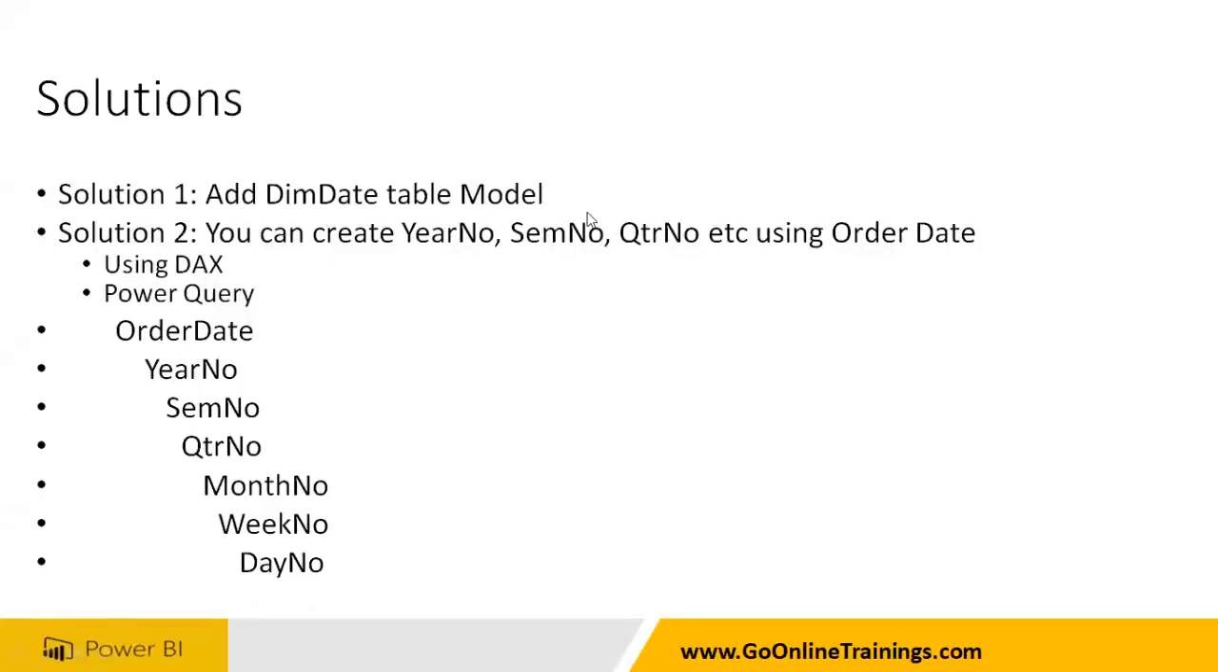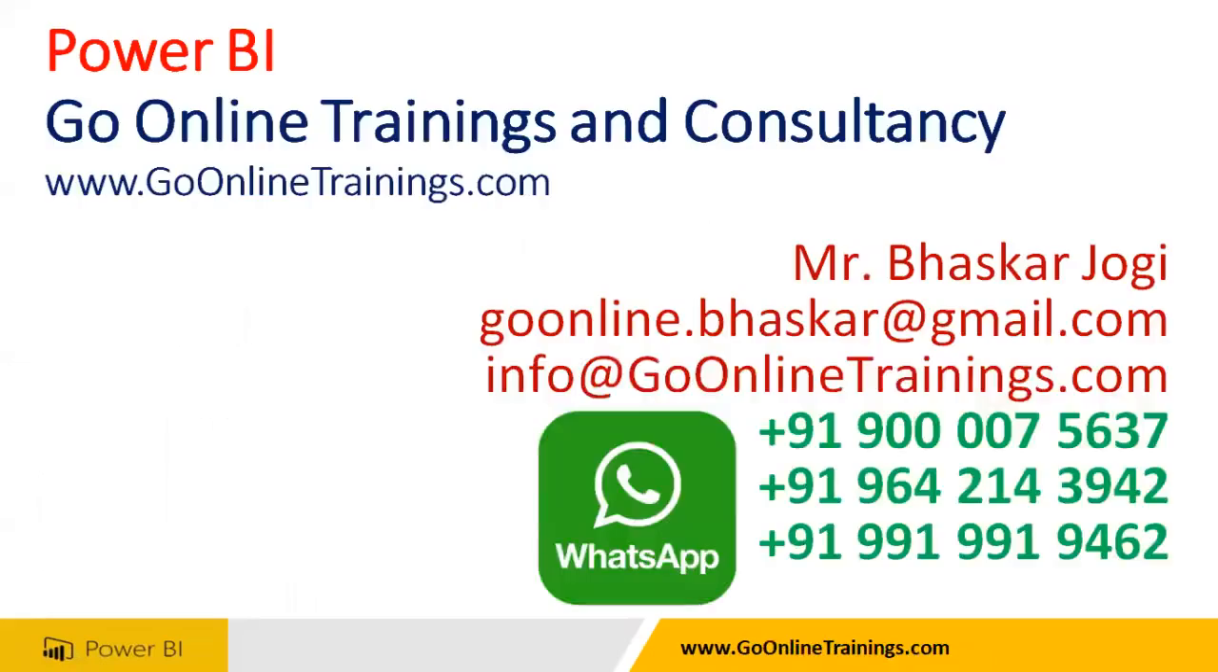Add a dim date table to the model and create a hierarchy in the dim date table, that is the best one. If not, solution number two, you can create a year, semester, blah, blah, blah in your sales table itself using DAX or using Power Query. In the DAX class, I'll be talking about the purpose of a dim date table. So you should not be worried about it now. So this completes drilling down and hierarchies.